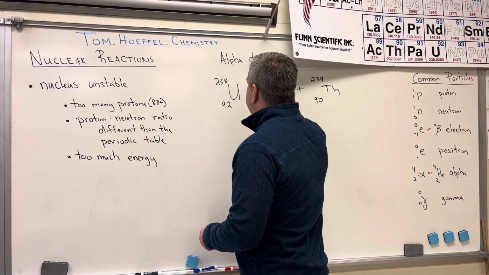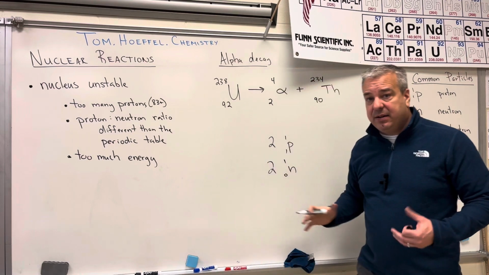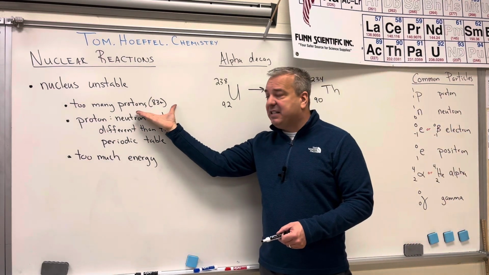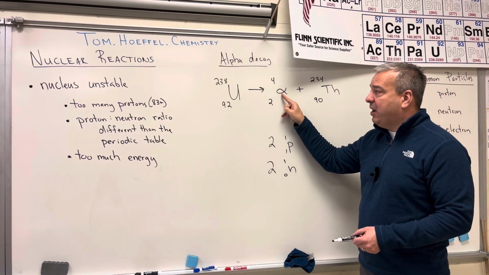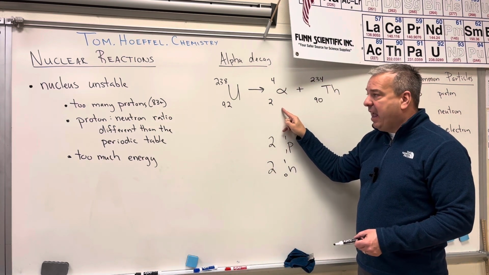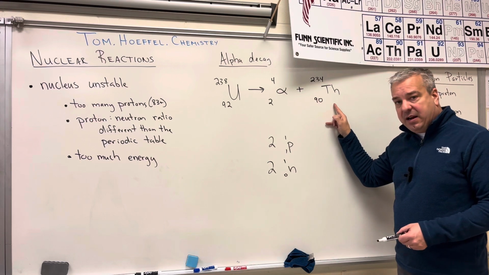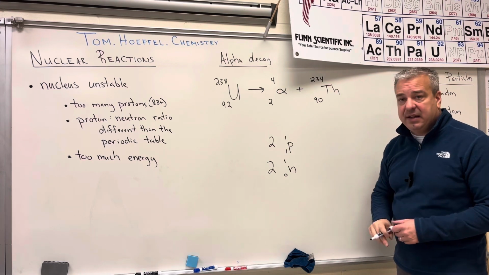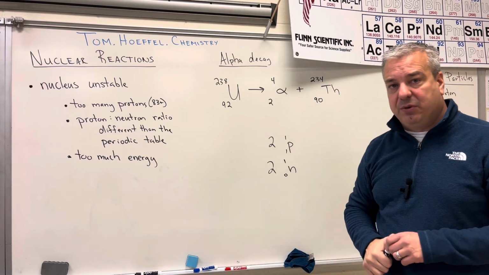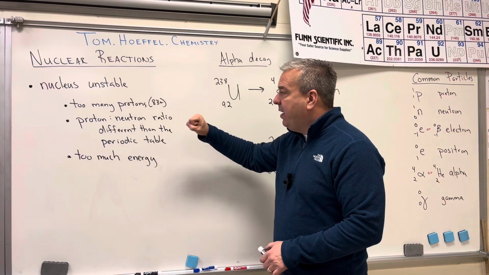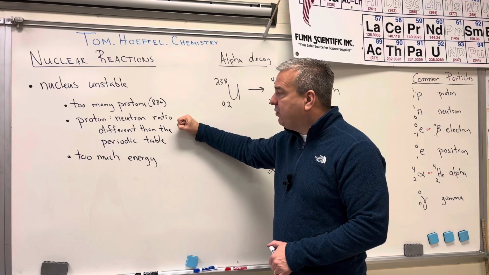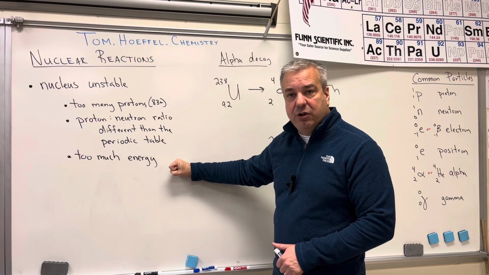And alpha decay is a reaction that we write for when a nucleus is unstable because it has too many protons. A chunk comes off called an alpha particle, and when that chunk comes off, you create a new element. Okay, in this case, it's going to be thorium-234. The next couple videos are going to be talking about what happens when our proton to neutron ratio is different, or when there's too much energy.